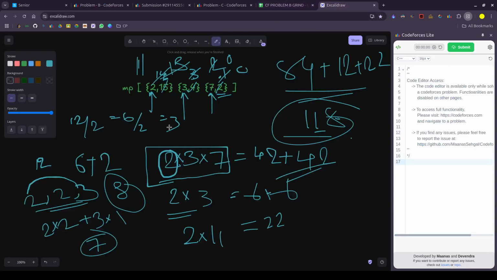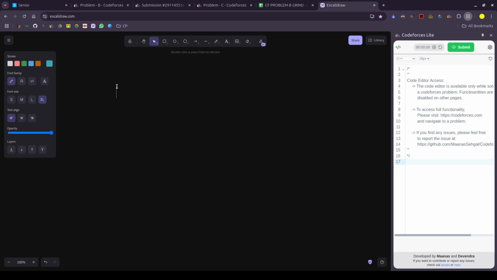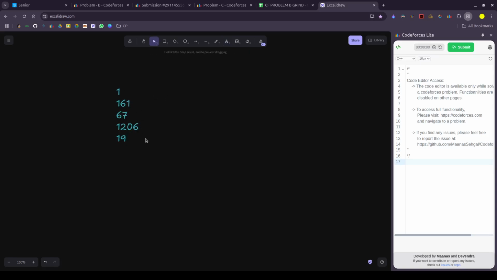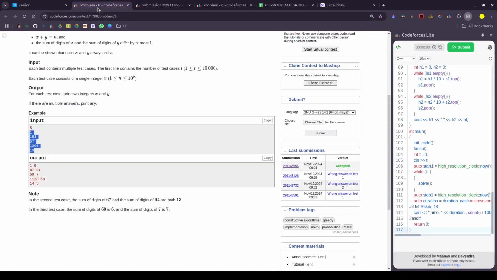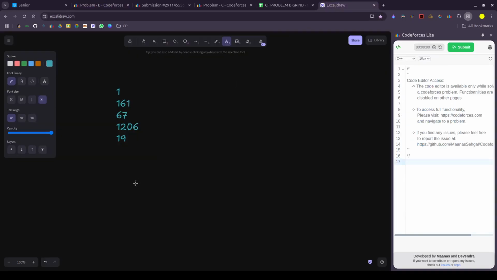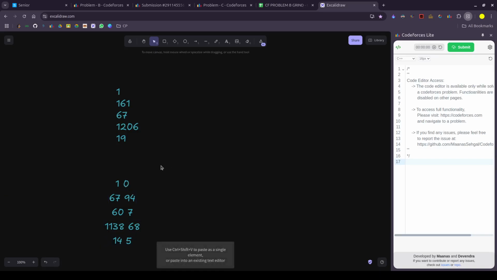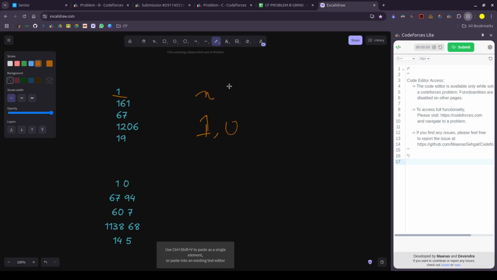These are the test cases and these are the outputs. In the first test case, it is given 1, and if we split it into 1 comma 0, x equal to 1 and y equal to 0, then the maximum difference between them is 1, and the summation of these two is 1 and 0. So this satisfies the condition. So this is the answer.